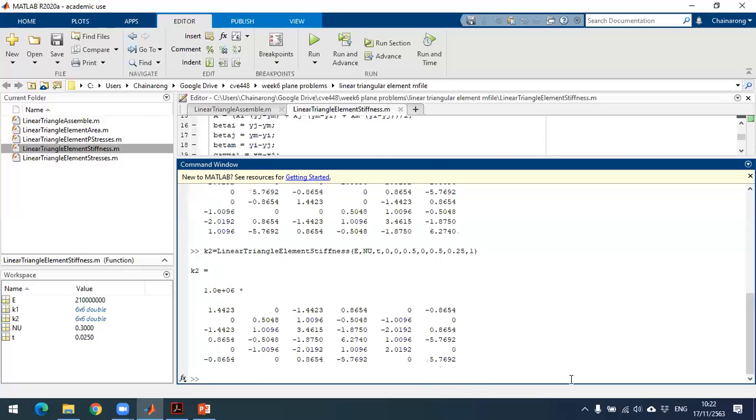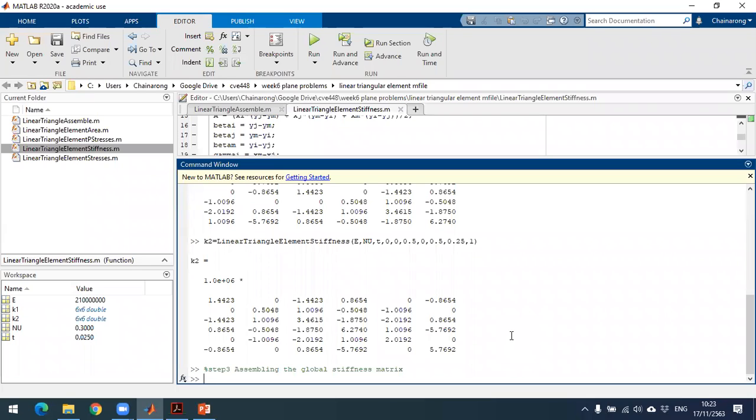So what happened? We obtained the element stiffness already. After that, we move to step 3. Step 3 is the assembling process. Assembling the stiffness matrix.